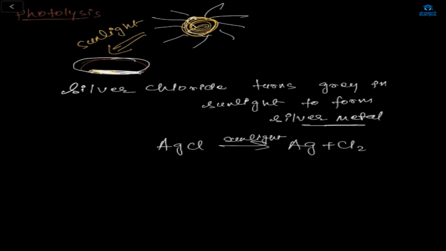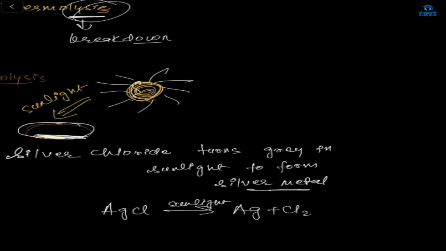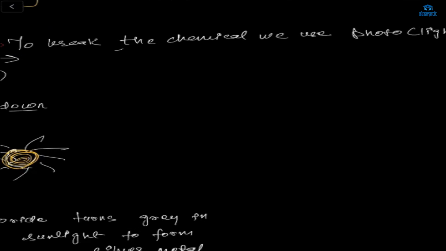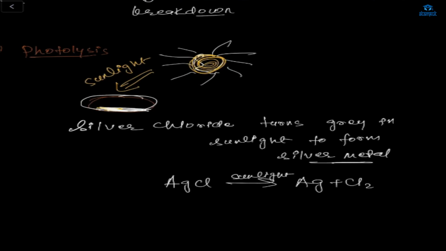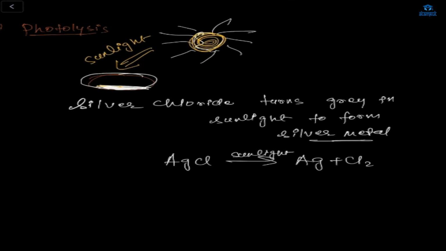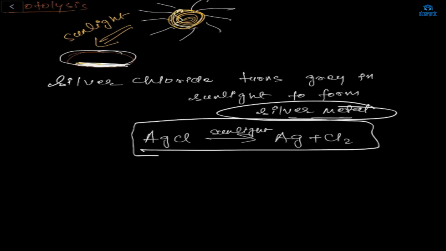Now let me explain. Here is photolysis, and we know to break the chemical we use light. Sunlight is a light. So for example, if we have kept silver chloride in my window and sunlight is coming, then it will turn gray to form silver metal. We can give this example here: AgCl will be Ag plus Cl2.